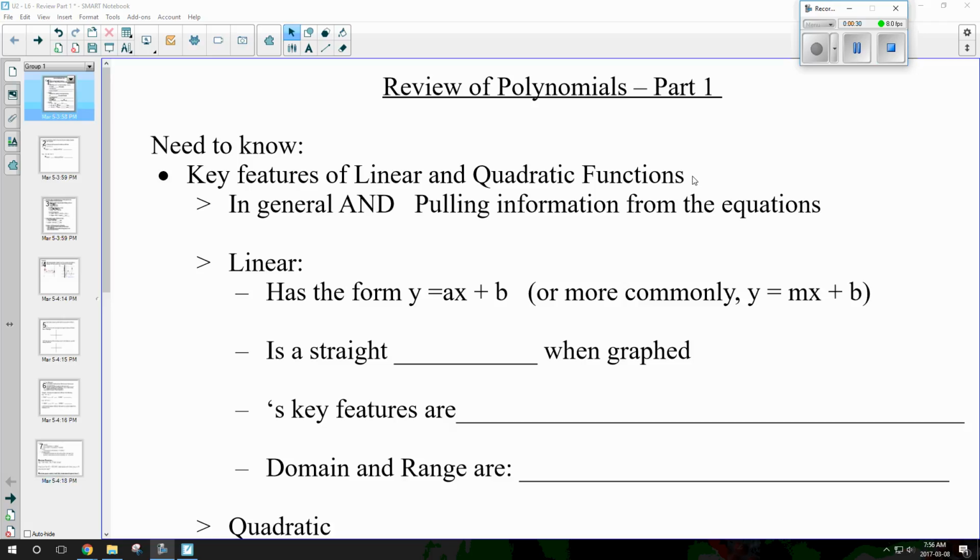When we reviewed linear and quadratic functions, we did a lot of rearranging the equations. That won't be tested on the test tomorrow. The key things that I want you to know for the test tomorrow is just the key features, and to be able to pull out those key features from the equations. So let's review what those key features are.